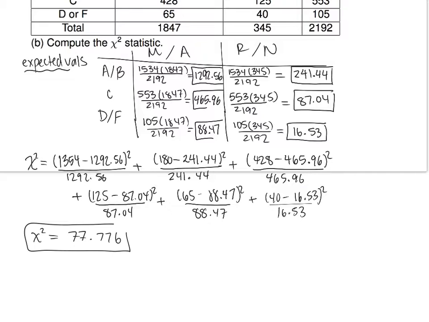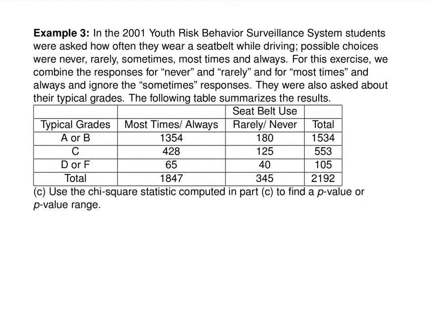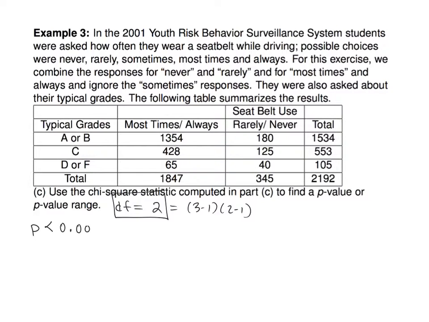So looking at that, find a p-value or p-value range. So first of all, what's your degrees of freedom? 2. Yep. There's 3 rows and 2 columns. That's 3 minus 1 times 2 minus 1, right? Okay. So look in your DF equals 2 row, and then look and see what's the biggest chi-squared that's shown there. Yeah, and you had like 70 something, right? So your p-value is less than 0.001.